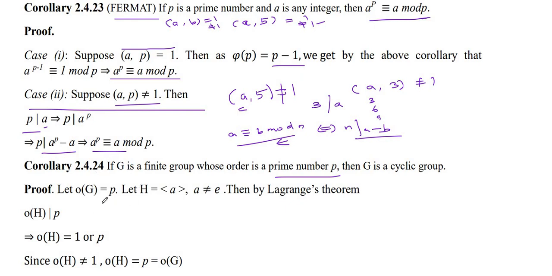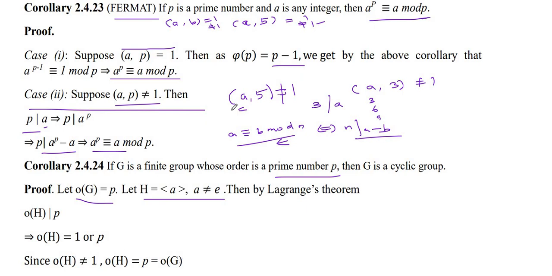So now this one: order of G is P, and we have to show that G can only be a cyclic group. Already we said that even if G is not cyclic, we can always find a cyclic subgroup. So we have H generated by A, where A is different from E. We are considering H to be a cyclic subgroup of G. By Lagrange's theorem, the order of H must divide the order of G, but the order of G is P. So for a prime P, the only divisors are 1 or P. So the order of H is 1 or the order of H is P.